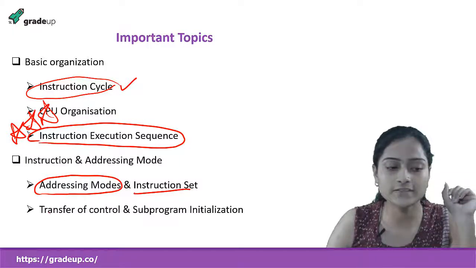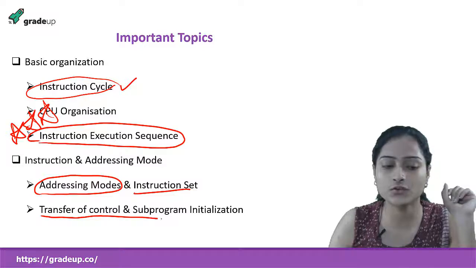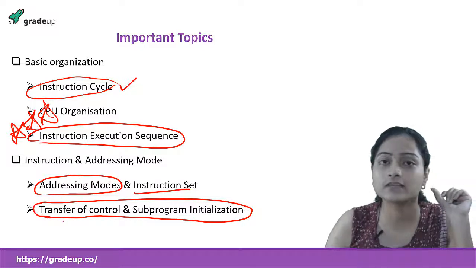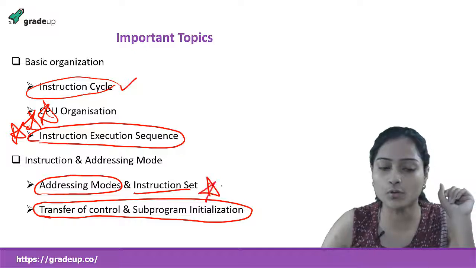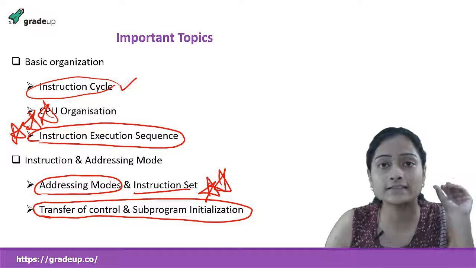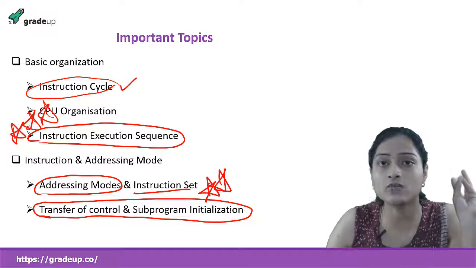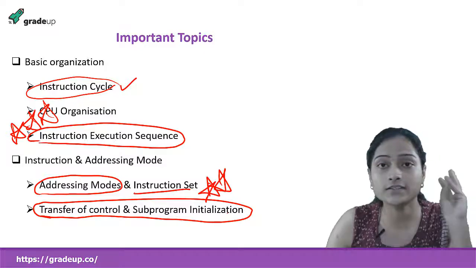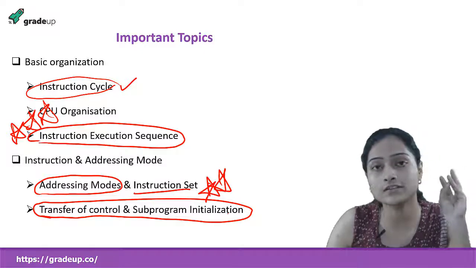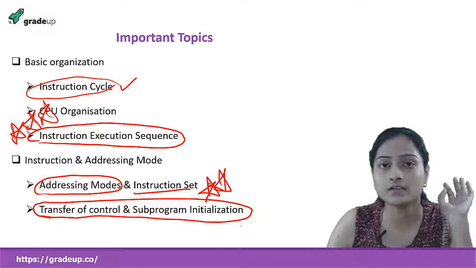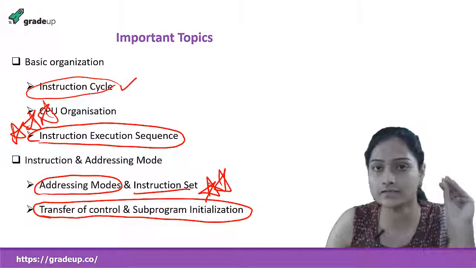The next topic which we studied over here is transfer of control and subprogram initialization. Guys, this topic is really important, the most important topic till now, because here we deal with jump, control type of instruction. I explained to you the concept of halt instruction over there, and a question has been asked on halt instruction so many times. So I would suggest be prepared with this topic and try to get the concept.